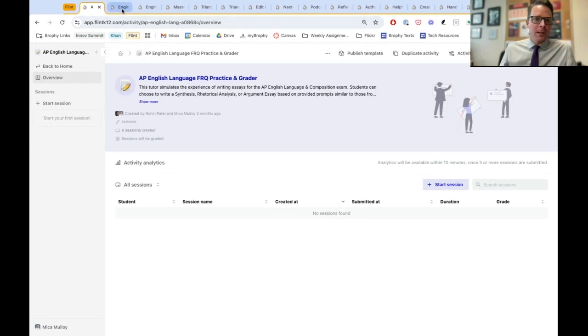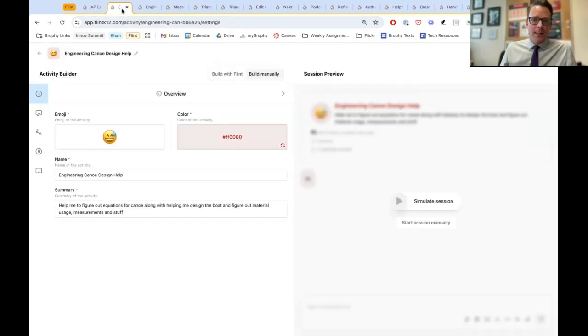Some other examples that I've come across. This student, an engineering student, built an activity to help him design a canoe. We have kids build canoes out of cardboard. We have a pool on campus. They have to put them in the pool and race them, so there's incentive for them to do it well so they don't sink.